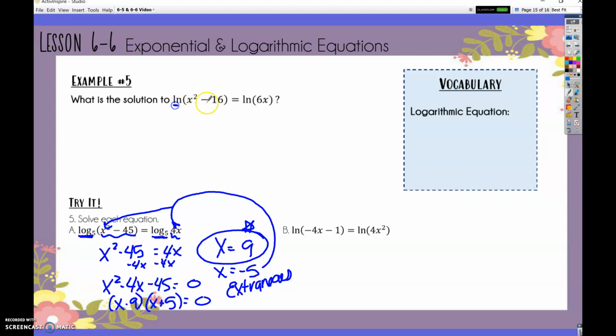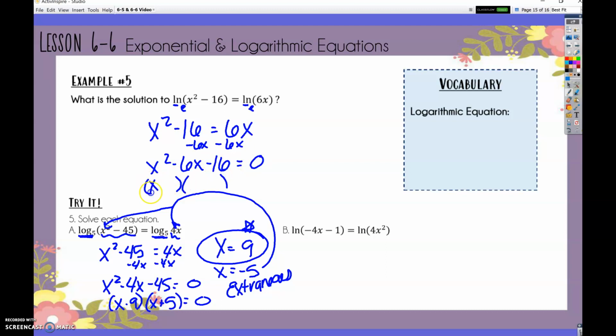Even though it's not log, natural log still follows the rule. The same base is e on both of these. We don't have to write it. So I can simply set x squared minus 16 equal to 6x. Then, of course, I could subtract 6x from both sides. And I'd have to factor. You see, that's never gone away yet. x minus 8 and x plus 2.